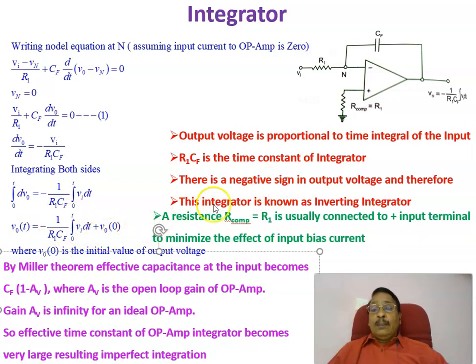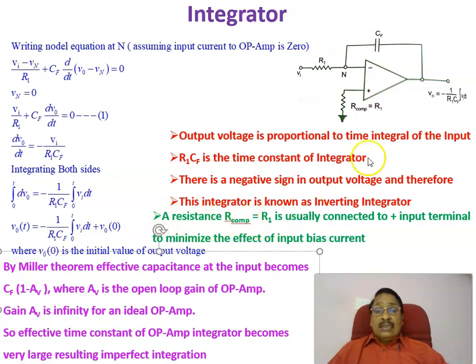Therefore, this is the output equation of this integrator: minus 1 by R1 into Cf times the integral of Vi dt, plus the initial value of the voltage, because this is an integrator and the previous voltage also gets added. The output voltage is proportional to the time integral of the input. R1 Cf is called the time constant of the integrator. The negative sign means that the output voltage is an inverted version of the integral of the input, so this integrator is called an inverting integrator.